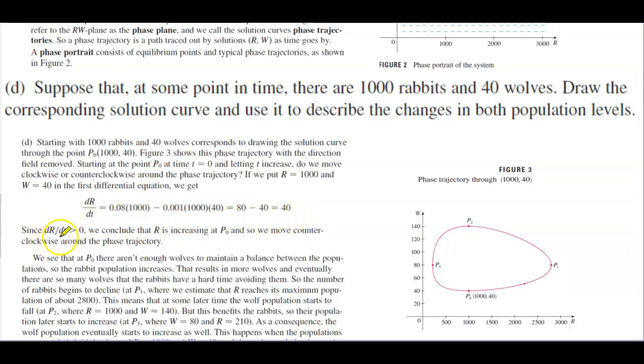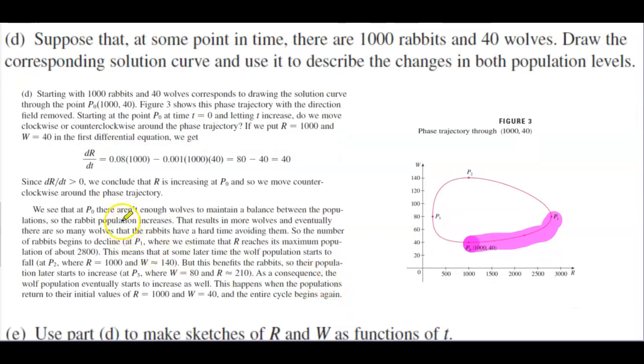Now, since dR/dt is greater than 0, we conclude that R is increasing at P0. And so we move counterclockwise around the phase trajectory. So that means we're moving from this point now to this point, which is P1.